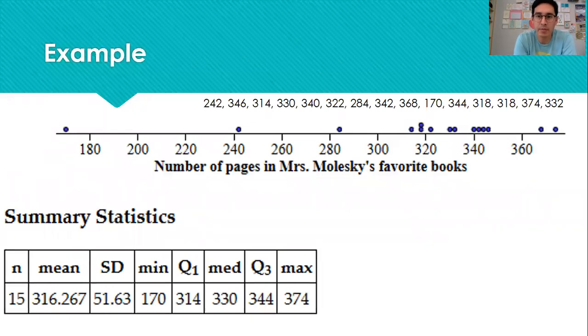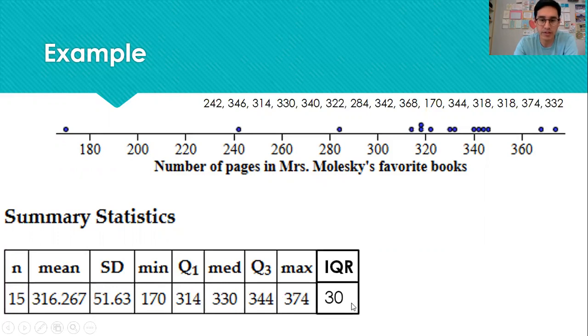So let's go ahead and use an example here to illustrate how we would use that definition. All right, so we have a dot plot, which is showing the number of pages in Mrs. Molesky's favorite books. And we can see that most of the data is around the 320 to 340 page interval. But we've got some values on the low side and a couple values here on the high side. We would like to know if any of those are outliers based on the IQR definition. We've got some summary statistics down here on the bottom. What we need also, though, is the IQR. So let's include that here.